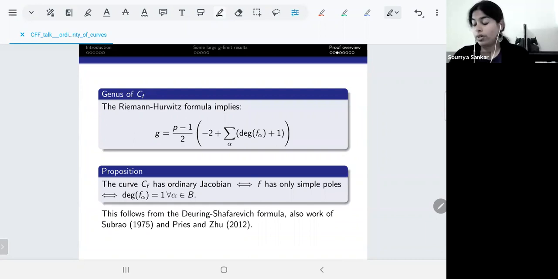And then what about ordinarity? Well, it's well known that the curve has ordinary Jacobian if and only if f has simple poles, that is, the degree of f_alpha is 1 for all alphas. This in particular follows from the Deuring-Shafarevich formula, also from work of Subrao, and also recent work of Pries and Zhu. Of course, I should say here that Pries and Zhu also do a lot more. They give a complete description of the p-rank stratification of the Artin-Schreier locus in terms of combinatorial data.